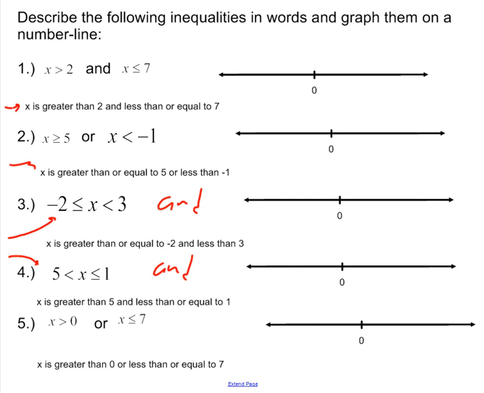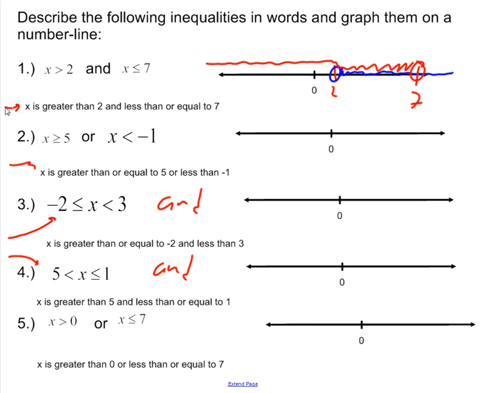Number 1, x is greater than 2. So here's 2, and I'm going to put an open hole at 2. And that would be all the values that are greater than 2. And then also x is less than or equal to 7. So at 7, I would put an open hole, and it'd be all the values that are less than 7. And then the values where they're both happening is the overlap. And that's going to be all the points that are both greater than 2 and less than or equal to 7. And that'll be this area.